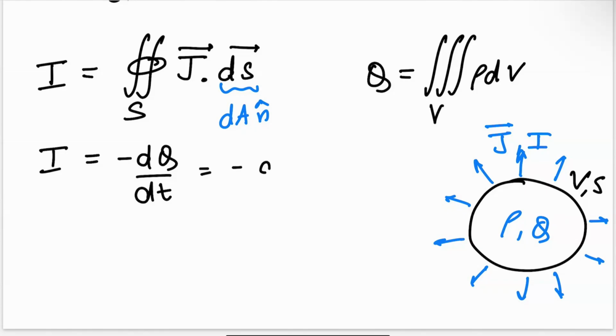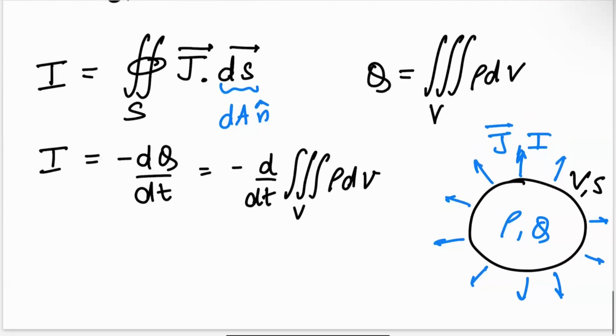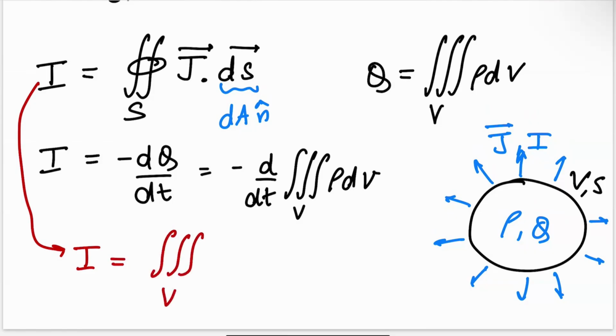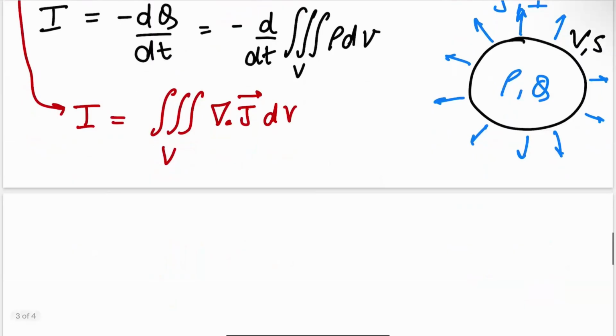Okay, this is nothing but minus d/dt of the volume integral of rho dV, right? And I can take this and say I is also nothing but the volume integral of the divergence of J dV, and that comes from the divergence theorem, right? So I have two relationships for I now. I can equate them, right? So I equate these two.